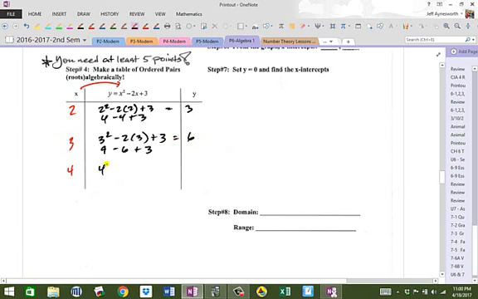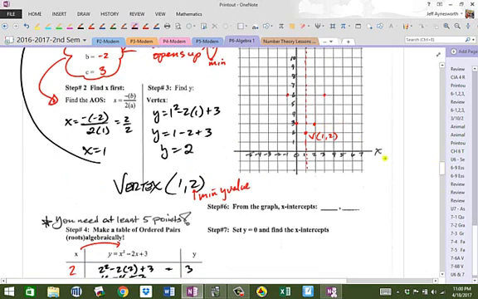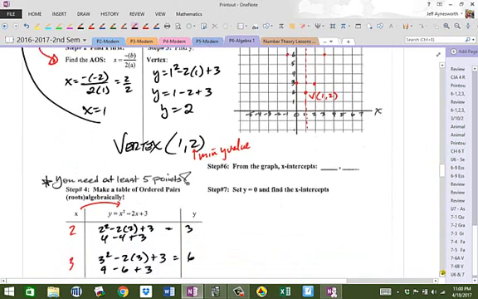And then 4 squared minus 2 times 4 plus 3. That's 16 minus 8 plus 3. That's 8 plus 3, or 11. So 2, 3. Let's see if that's on the graph. Oh my gosh, it is. Okay, isn't that amazing? Okay, so everything that I've been telling you is true, guys.